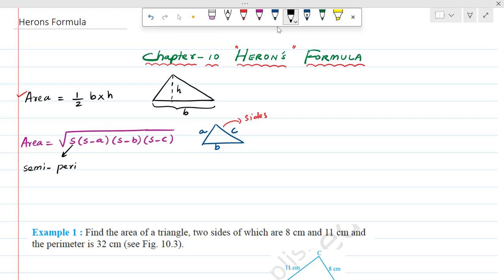The perimeter is nothing but adding all the sides. So perimeter is a plus b plus c, whereas s, the semi-perimeter, means half. So s is a plus b plus c divided by 2. This is the formula we are going to use. Now we will solve the problem.